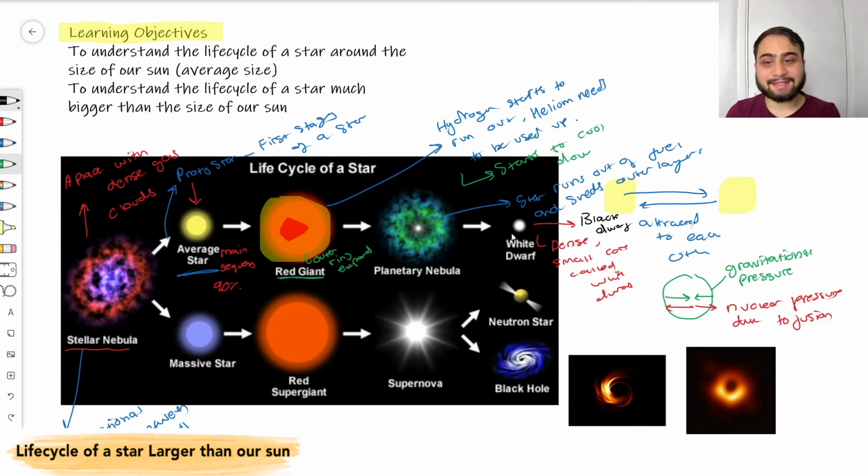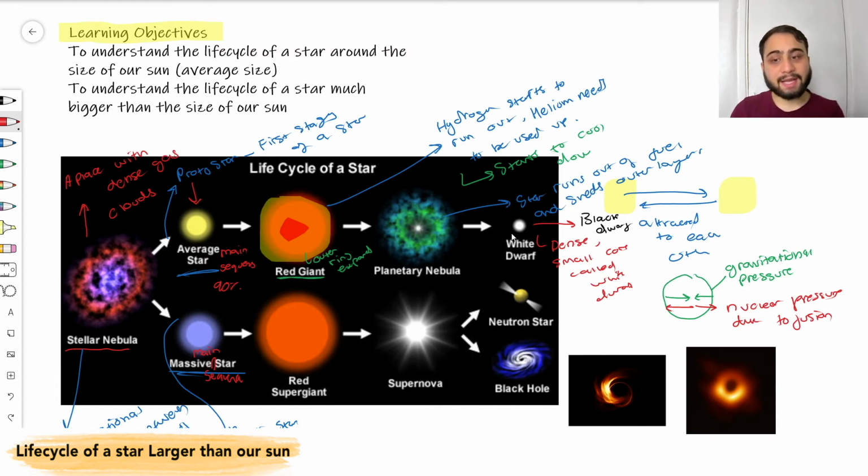Okay, so that's this one over here, right? So we're going down. So if the initial clumps of gas in the stellar nebula are much bigger than the average size of our star, they come together to form a massive star. So first they form again a protostar, right, but just a much bigger one, and then they form a massive main sequence star.